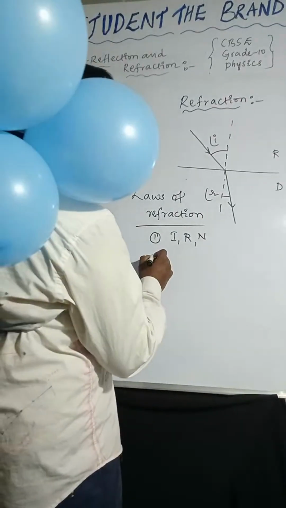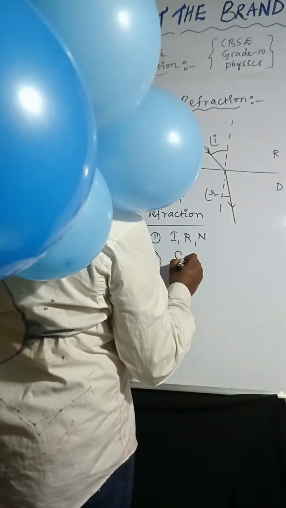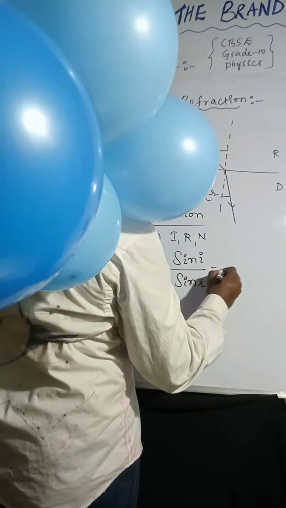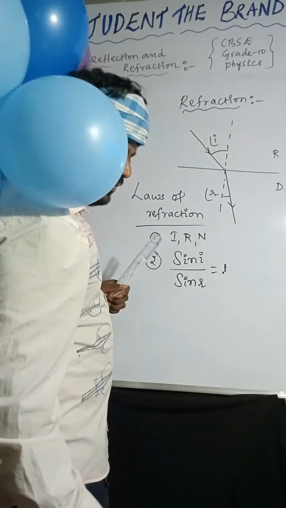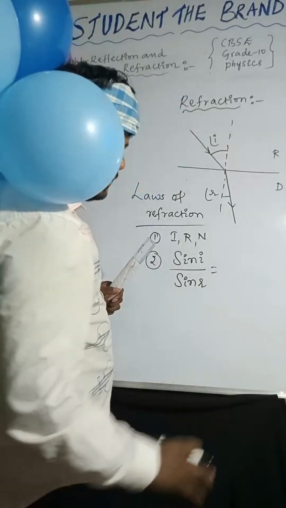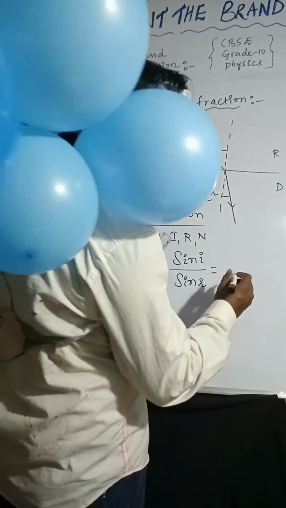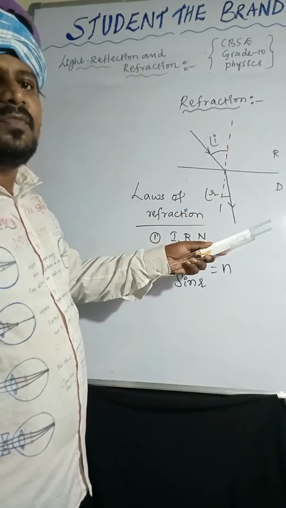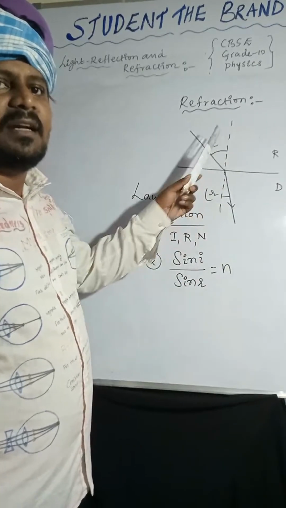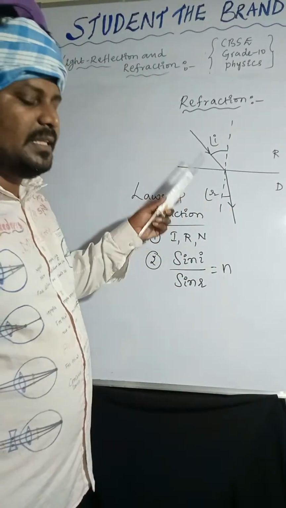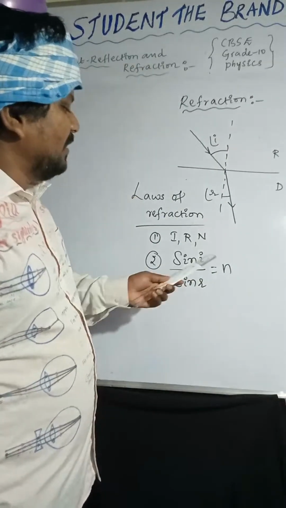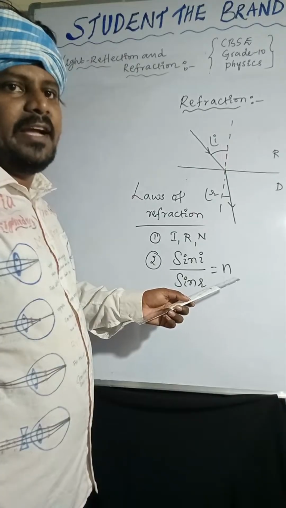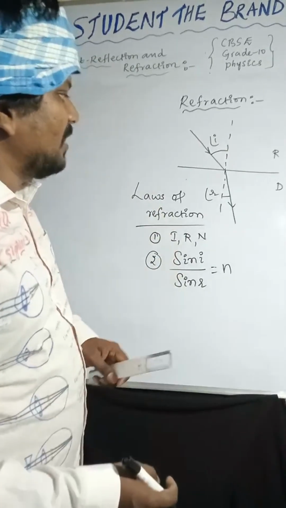Second: the ratio of the sine of the angle of incidence to the sine of the angle of refraction is equal to a constant, n. So once again, the laws of refraction: the incident ray, refracted ray and normal line lie in the same plane, and sine of the angle of incidence to sine of the angle of refraction equals a constant. This is about the laws of refraction.